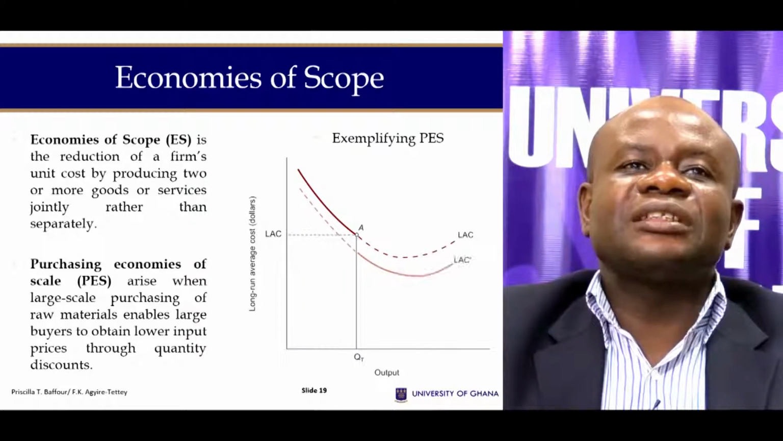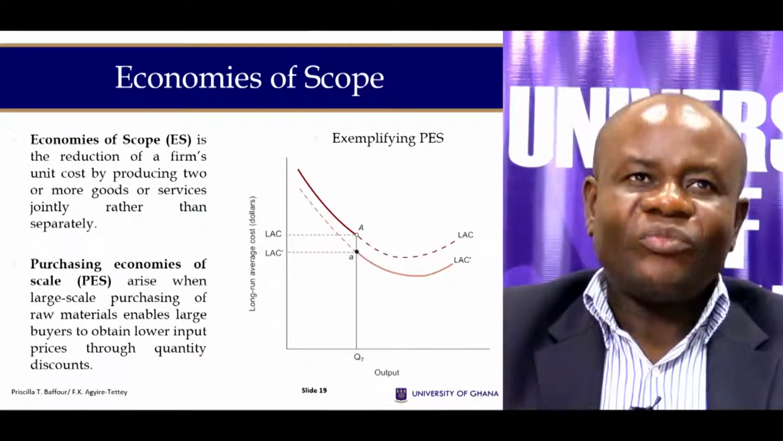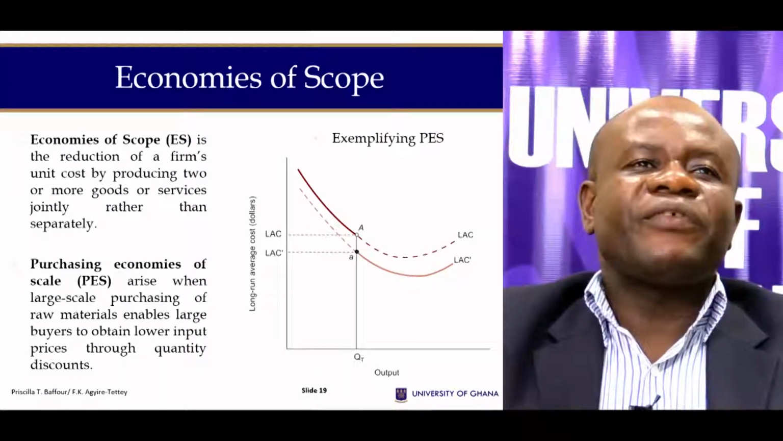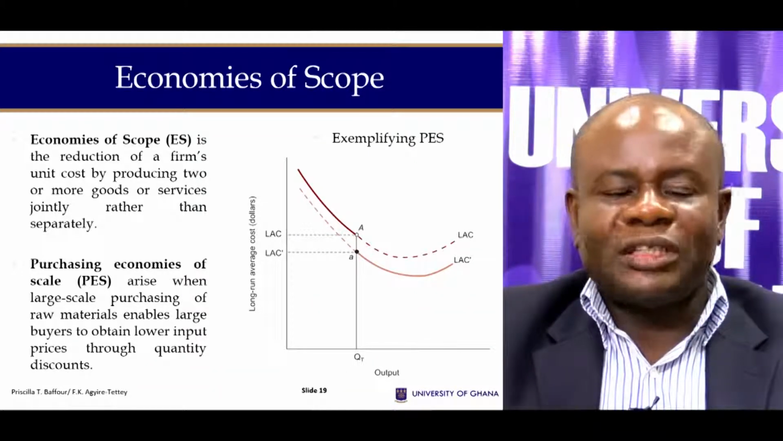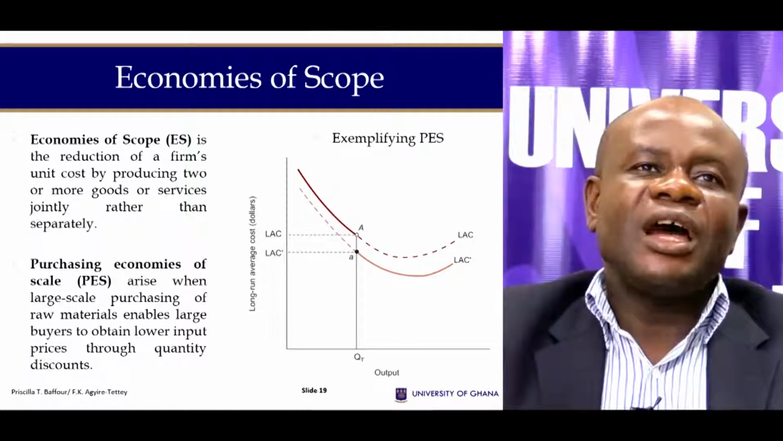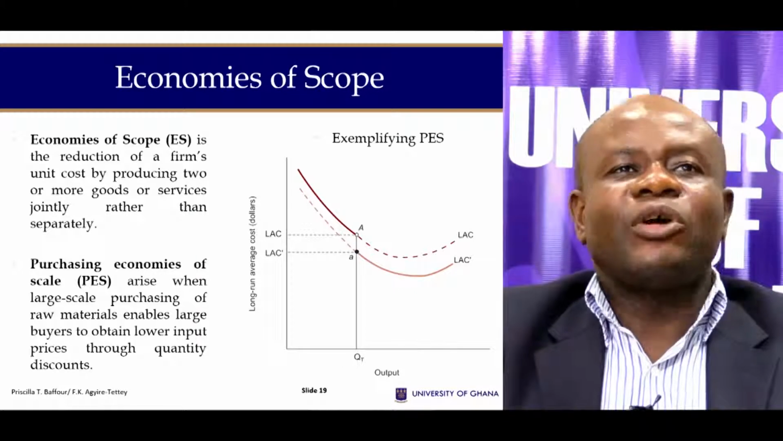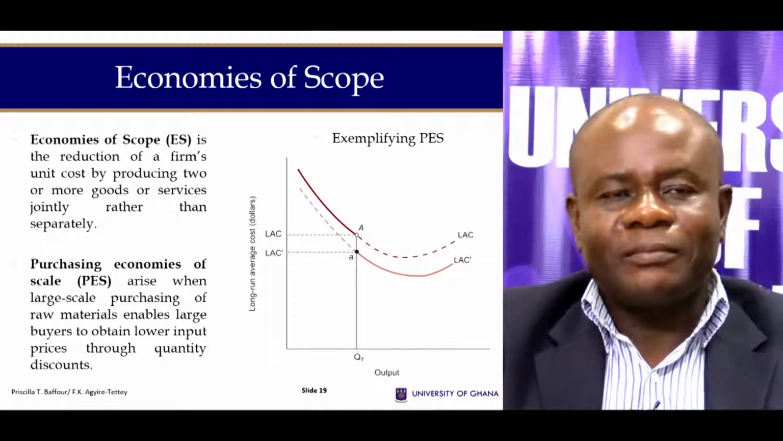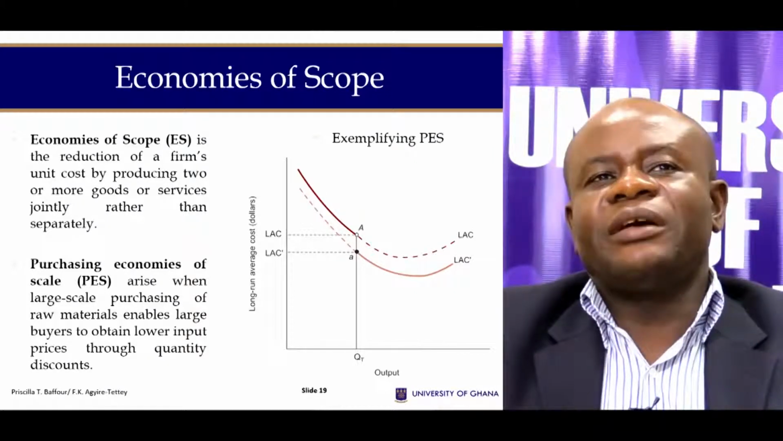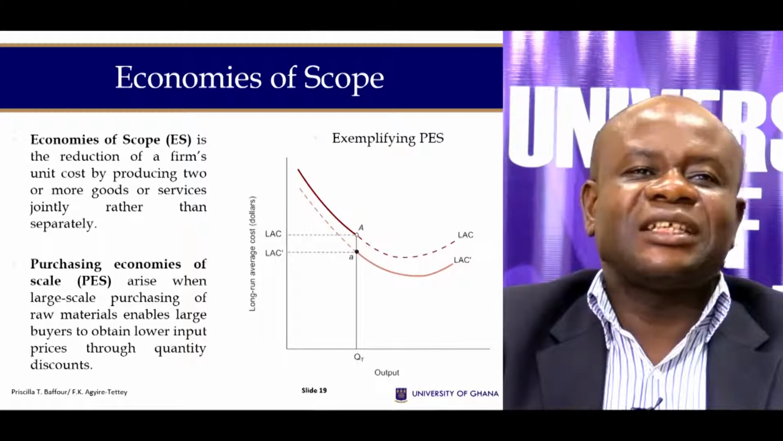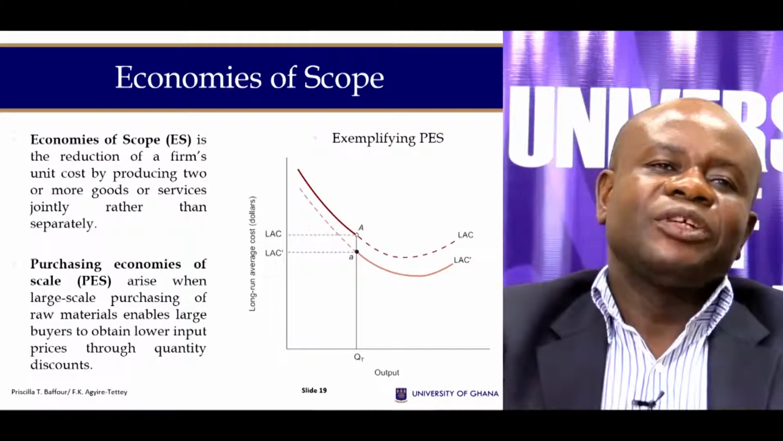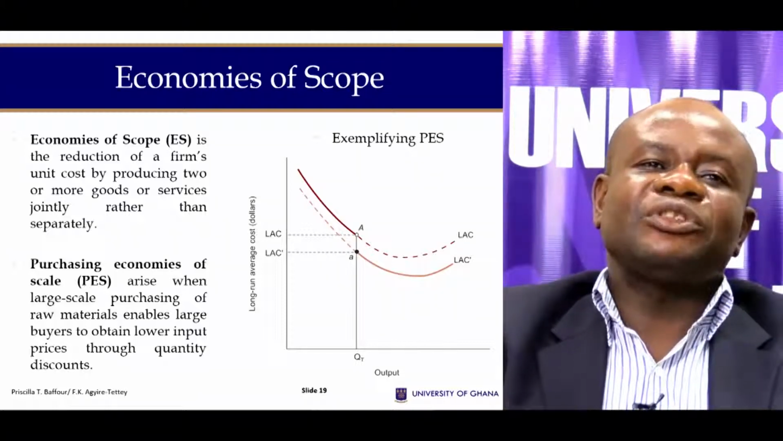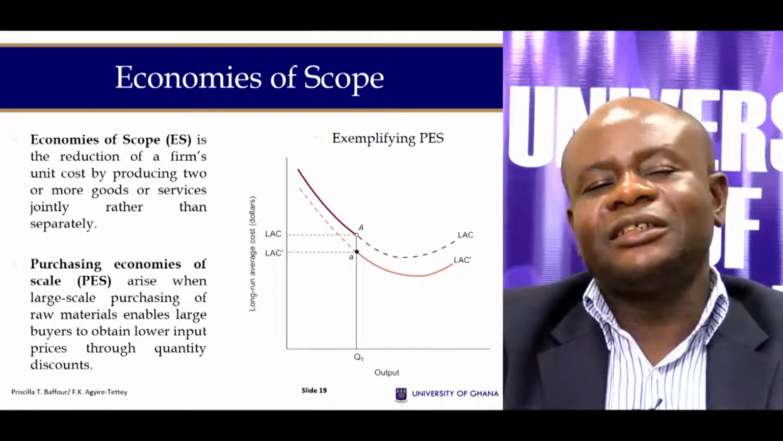Now the next thing is to look at economies of scope. Economies of scope is a reduction of the firm's unit cost by producing two or more goods or services jointly. So when we produce two or more goods jointly, we are able to reduce our costs. And we can also have purchasing economies of scale. Purchasing economies of scale arises when large scale purchasing of raw materials enables large firms to obtain lower input prices through quantity discount. So when you get a discount as a result of purchasing your input on a large scale, then we have purchasing economies of scale.